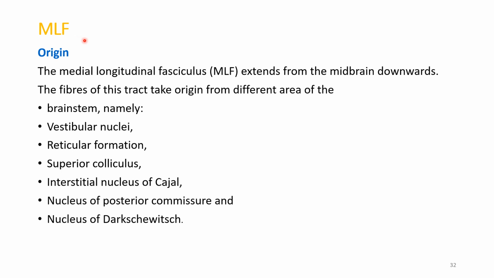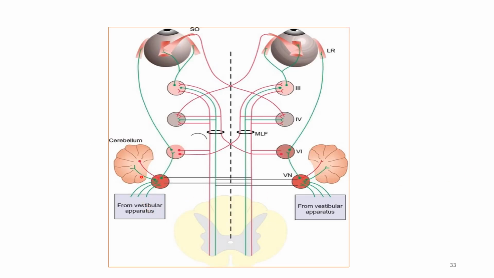Then comes MLF, medial longitudinal fasciculus. Where does it originate? It extends from the midbrain downwards, and the fibers of this tract take origin from different areas of the brainstem. So what are those areas? From the vestibular nuclei, from the reticular formation, from the superior colliculus, from the interstitial nucleus of Cajal, from the nucleus of posterior commissure and from the nucleus of Darkschewitsch. So from all these areas fibers will form medial longitudinal fibers from the midbrain, and it comes downwards. So this is a diagrammatic representation. From the vestibular apparatus and all these things, the fibers will be formed.